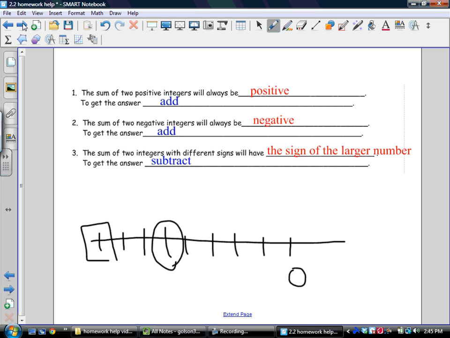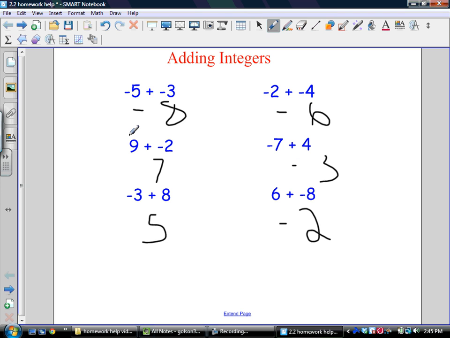Now the last rule is a little bit different. When they have different signs, the answer is going to have the sign of the larger number. What I mean is, 9's bigger than 2, 9's positive, the answer's positive. 8's bigger than 3, 8's positive, the answer's positive. 8 is bigger than 6, the 8's negative, the answer's negative, and 7's bigger than 4, negative, negative.